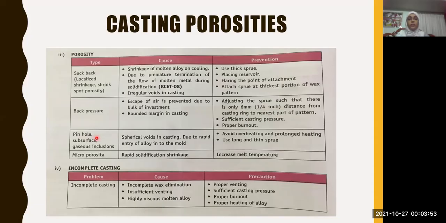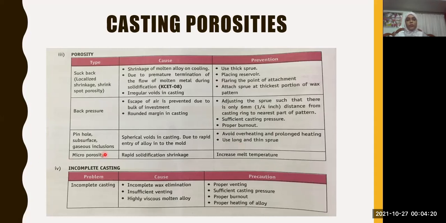Then I told you pinhole, subsurface, and gaseous inclusion porosities. All these mainly occur because of the rapid entry of alloy into the mold. So there's no time for the gases inside to escape because the molten alloy enters and gushes in a very fast manner. So what you have to do is avoid overheating, avoid prolonged heating, and use a long and thinner sprue. So this will prevent the rapid entry of alloy into the mold.